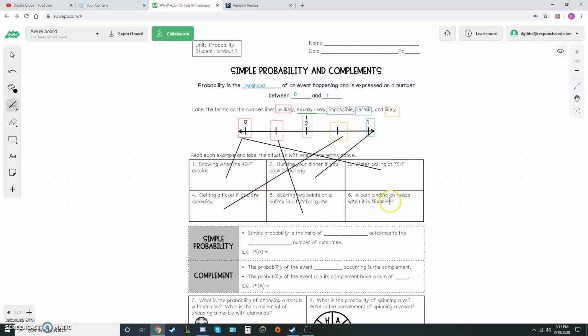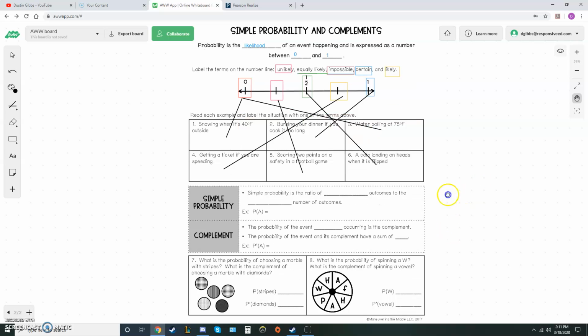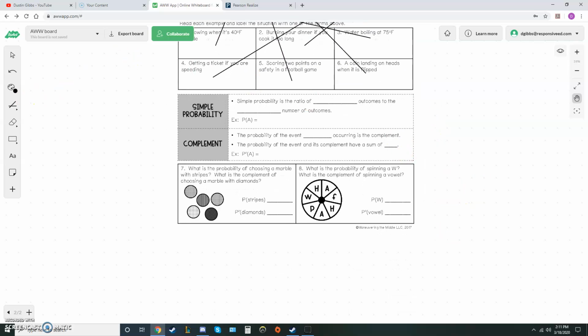And then here, a coin landing on heads when it's flipped. It could be heads or tails, so it's equally likely. Alrighty, let's move on to something a bit more important here.